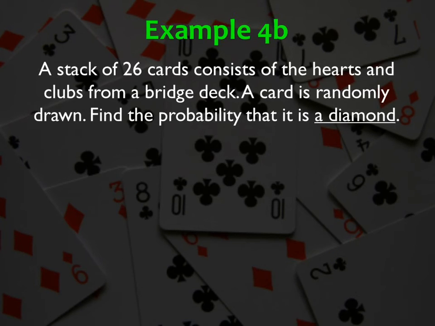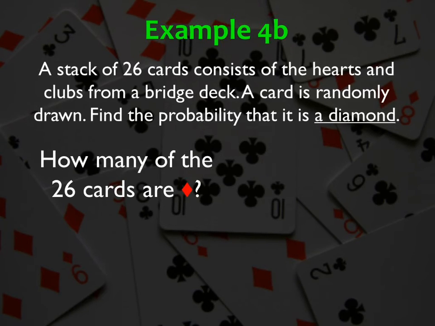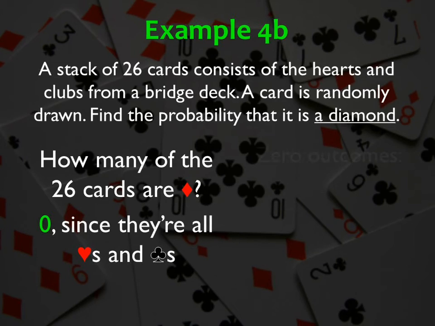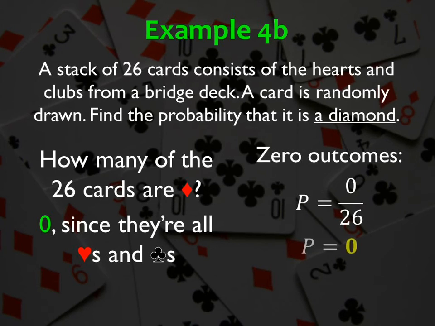4b, what's the probability you'll pick a diamond? Well, since you're only picking from hearts and clubs, none of the cards are diamonds. So the probability of getting a diamond is equal to 0. There are no diamonds in your half deck of cards of hearts and clubs.